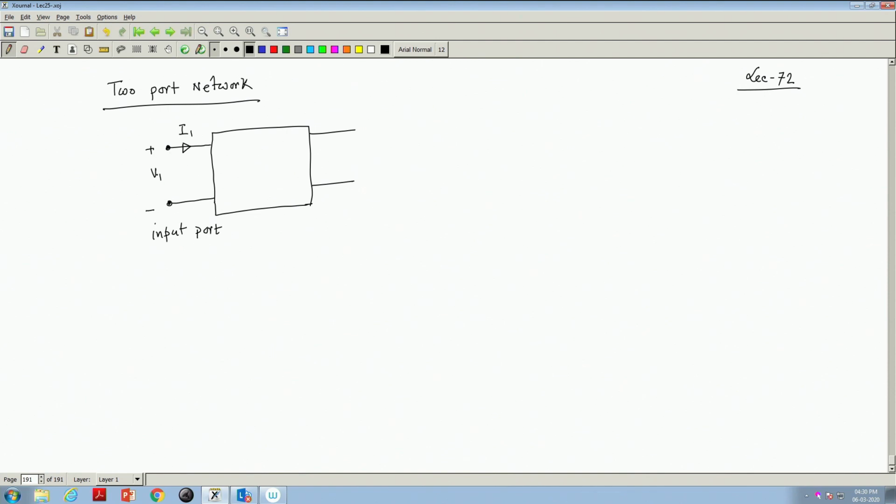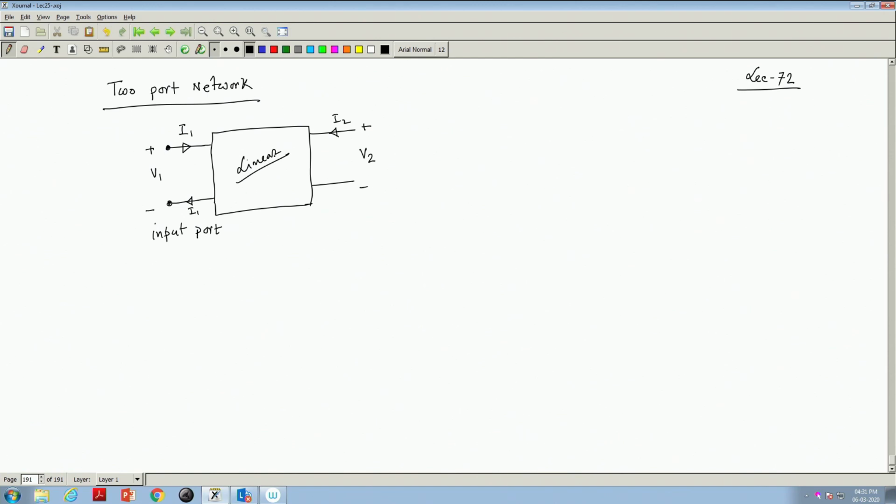A pair of terminals is needed to define a port, and it will qualify for being called a port if the current supplied and the current returned are the same. Similarly, here is the output port, where the output voltage will be V2 and the current is I2. These are the conventions for the direction of currents. So this is a linear network.